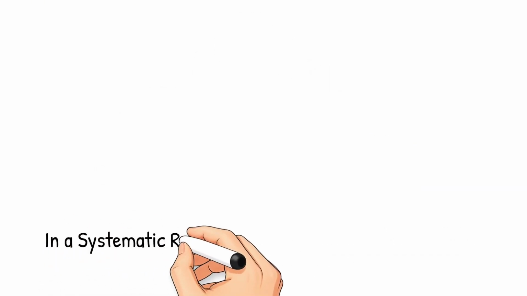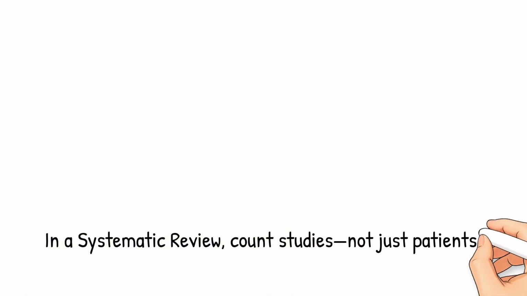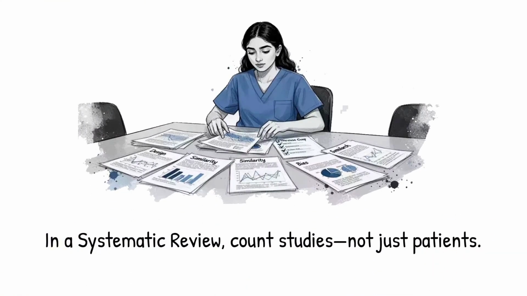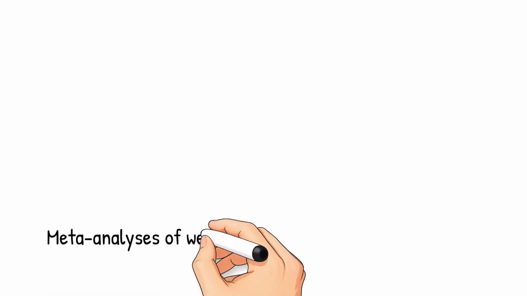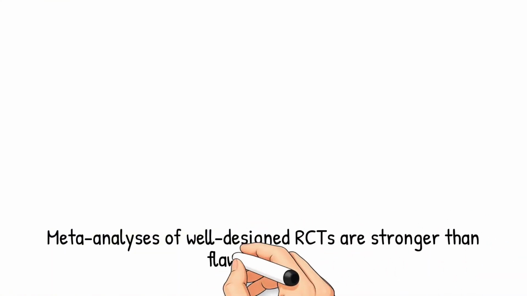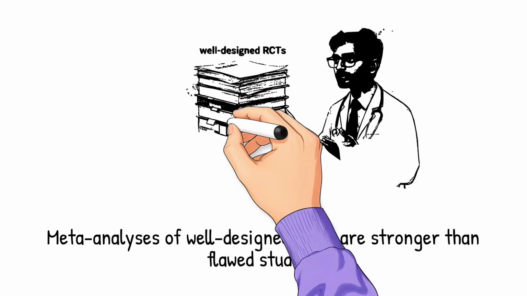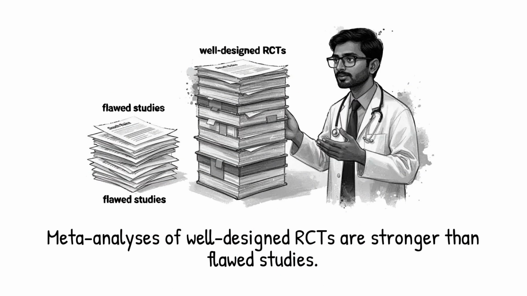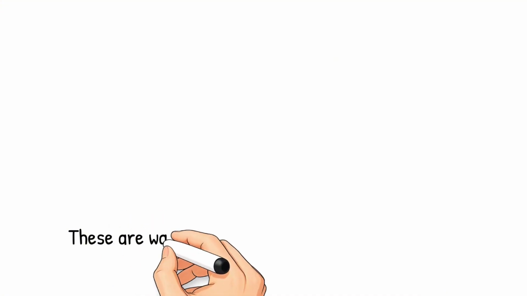For a systematic review, don't just count the patients, count the studies. Then ask whether those studies were well designed, similar enough to combine, and at low risk of bias. A meta-analysis pooling 3 small, flawed studies is weaker than one pooling 15 well-designed RCTs with low heterogeneity and low risk of bias. These are not fixed rules.